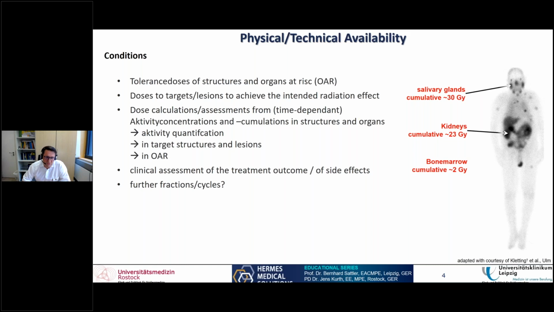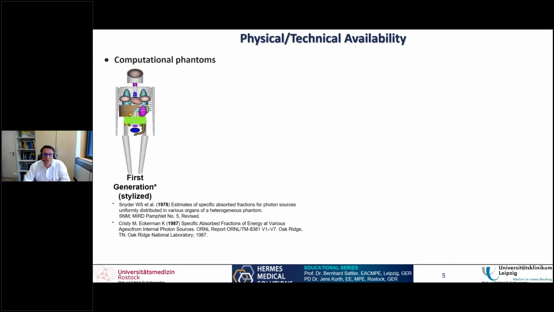We have to do those calculations and assessments from the time-dependent activity concentrations and accumulations in structures and organs. And we have to quantify that activity, in targeted structures and in organs at risk. And finally, we have to do a clinical assessment of the treatment outcome and of the side effects, and to decide, do we do further fractions or not? Or can we do further fractions or not?